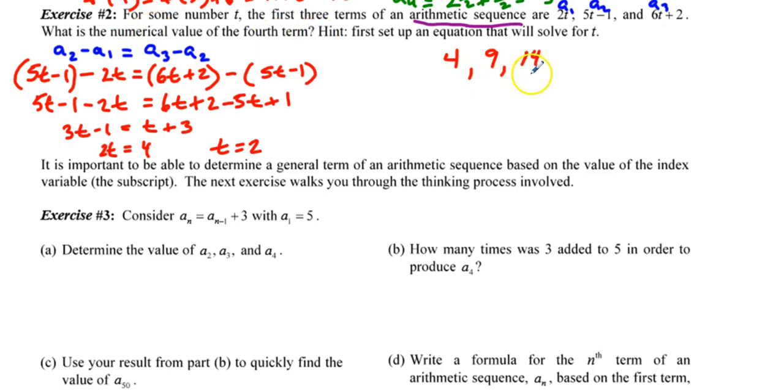All right, well, I can figure that out, right? Just continue that pattern. Add 5, add 5, add 5. The fourth term has to be 19. Okay, challenging question there. Hopefully that all made sense.